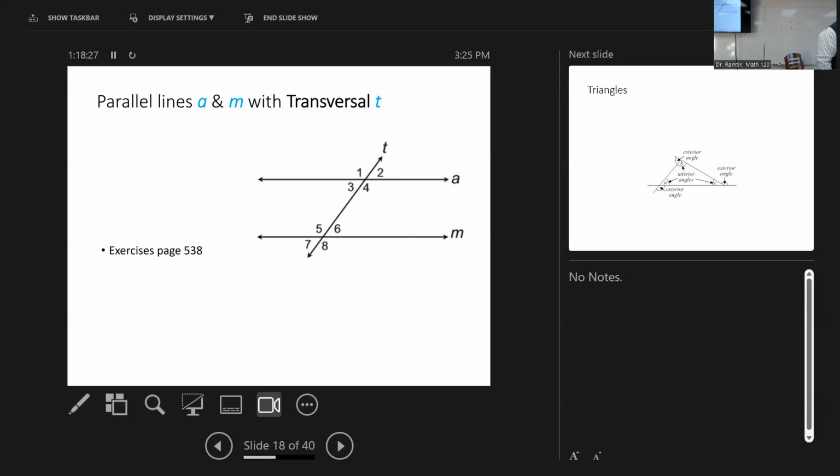Look at number 25. You have two lines crossing each other. If the angle number 4 is 72 degrees, what is angle number 2? 72. And once you have that, you can find what's angle number 1. How can we find number 1? We subtract 72 from 180.